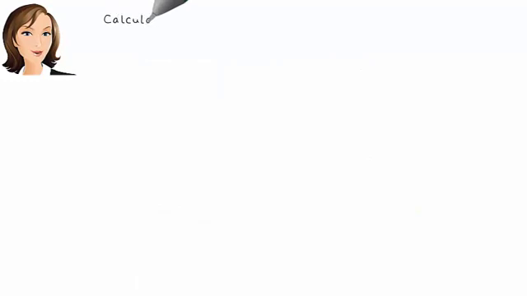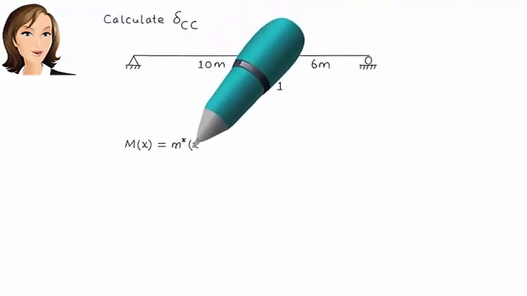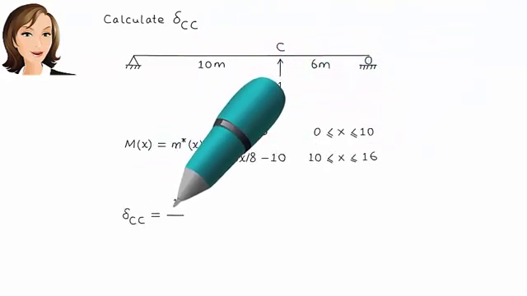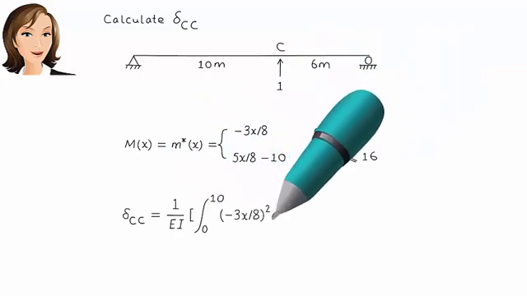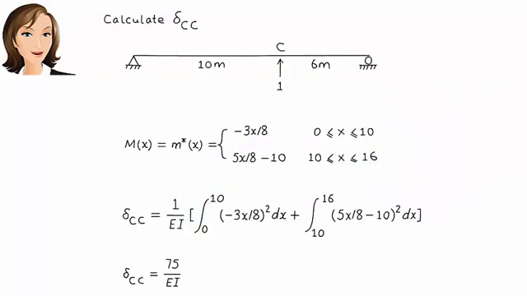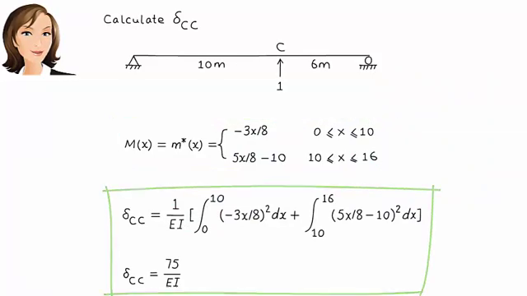Delta CC, the vertical displacement at C due to a unit load placed at C, can be calculated in the same manner. Here are the moment equations and here is the displacement.